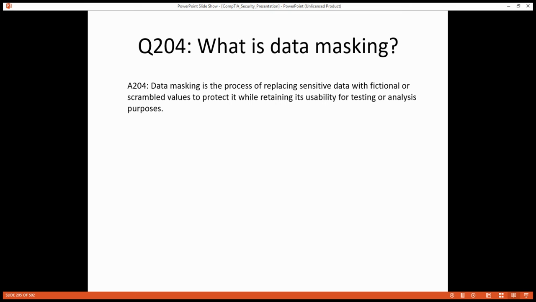Q204. What is data masking? A204. Data masking is the process of replacing sensitive data with fictional or scrambled values to protect it while retaining its usability for testing or analysis purposes.